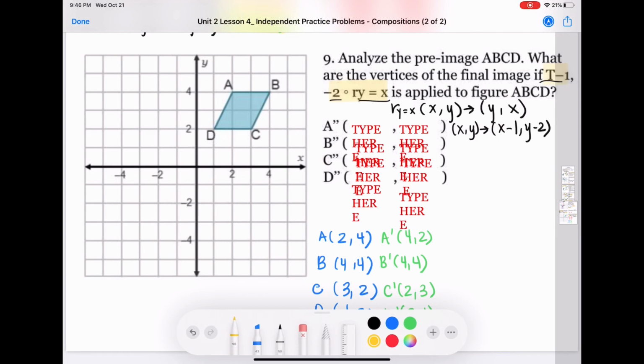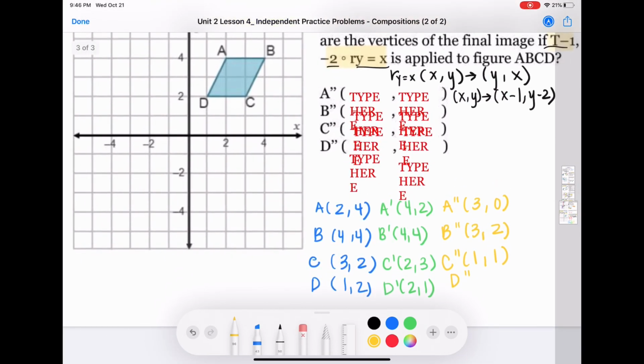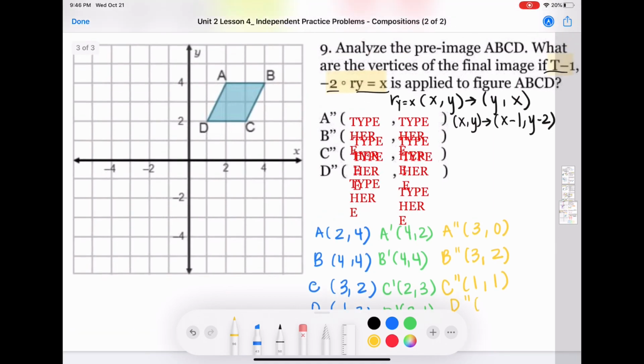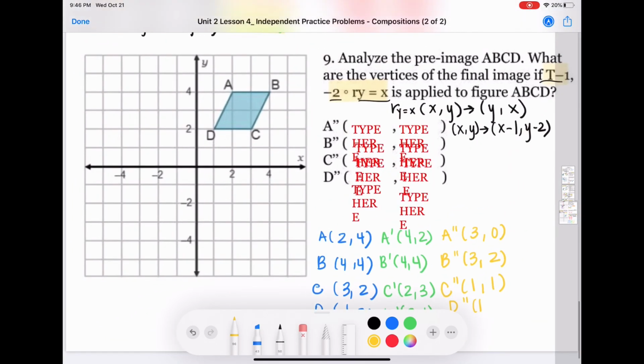Well, if we subtract 1 from 4, we get 3. If we subtract 2 from 2, we get 0. If we subtract 1 from 4, we get 3. If we subtract 2 from 4, we get 2. If we subtract 1 from 2, we get 1. If we subtract 2 from 3, we get 1. If we subtract 1 from 2, we get 1. And if we subtract 2 from 1, we get -1.